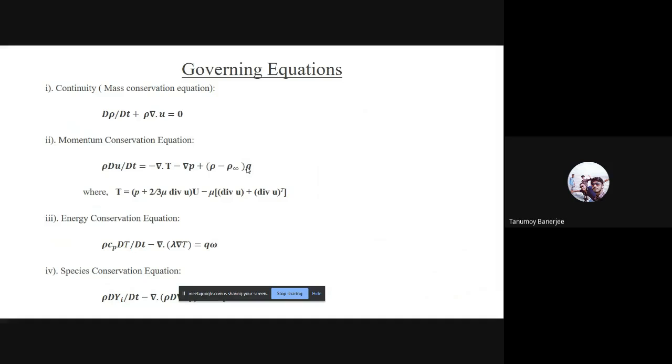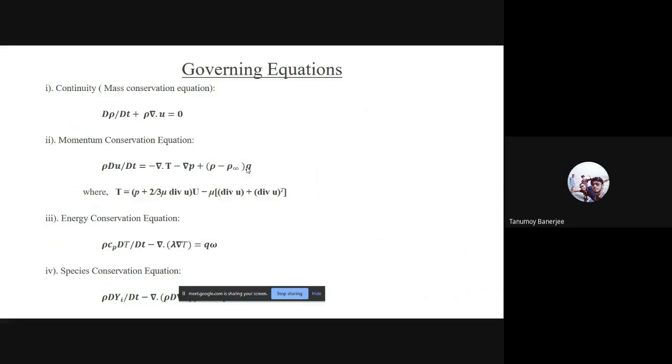The mass conservation equation is in the conservative form, and the momentum conservation equation is basically the generalized Navier-Stokes equation, and the last term here is the gravity term that we have considered. Capital T is the stress tensor part, which considers the normal stress as well as the deviatoric stress tensor part. The energy conservation equation and species conservation equation are given here.